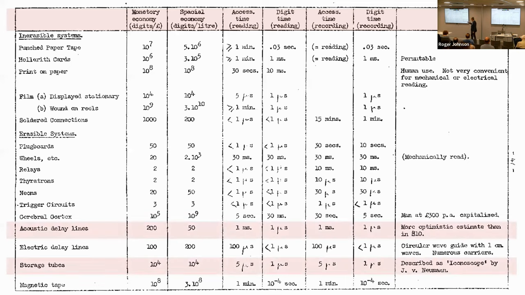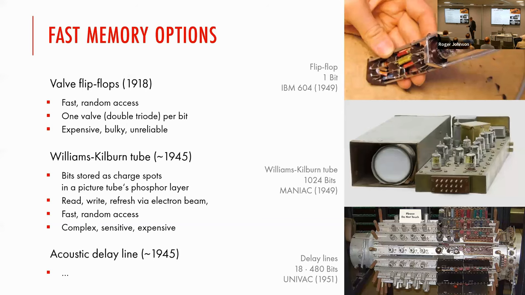The two options Turing preferred were mercury delay lines, which we'll talk about in quite a bit of detail because that's what got chosen, and storage tubes, which were a brand new idea at the time, using a picture tube, writing a pattern of dots and reading it electronically, which he actually preferred and which came off best in his ranking. Eventually, the team shied away from that and went to the safer option with the tubes.